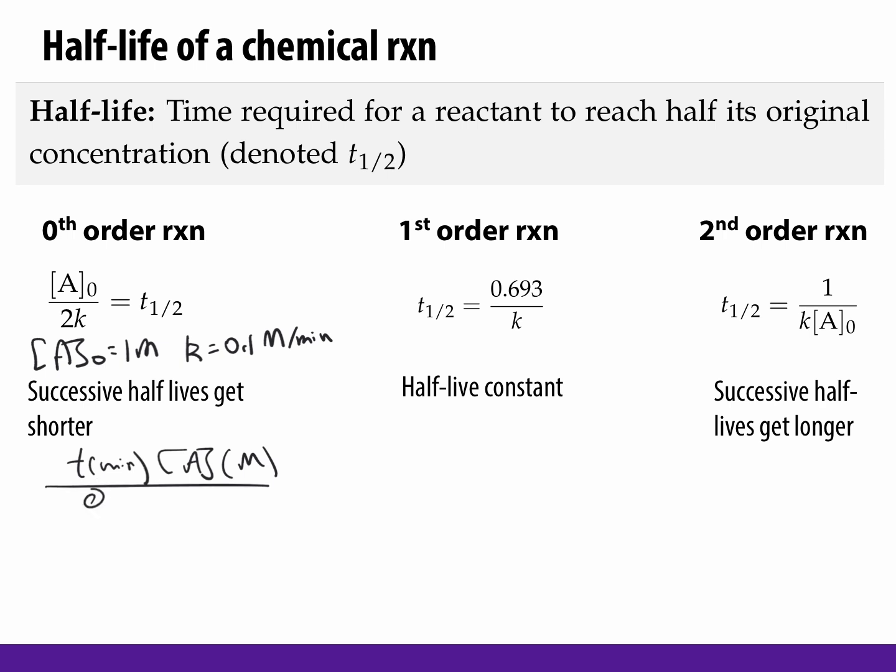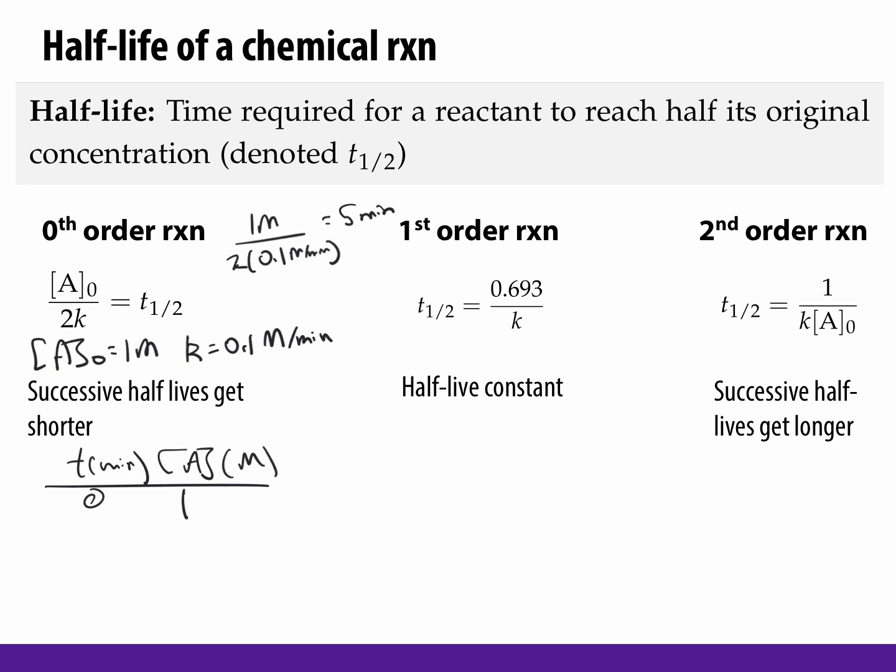So initially we had 1 molar. Now the half-life for 0th order here is A naught over 2 times K. So this first half-life would be 1 molar over 2 times 0.1 molar per minute. If I look at that equation, I get 1 divided by 0.2 when I multiply that out, which is equal to 5 minutes when I plug in for the half-life.